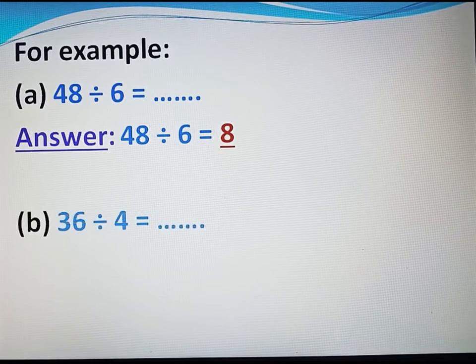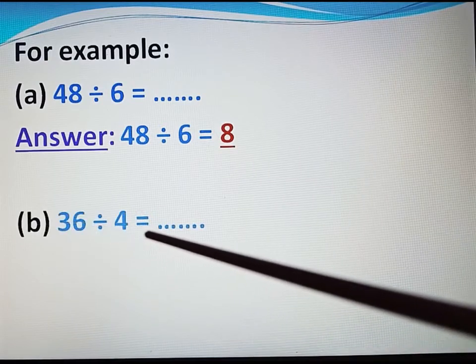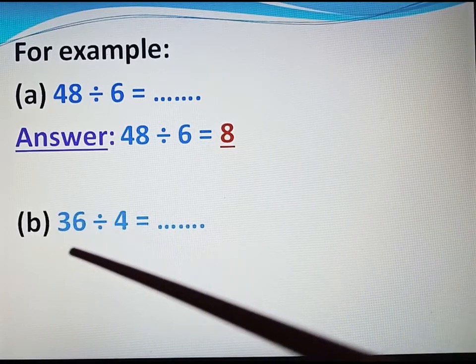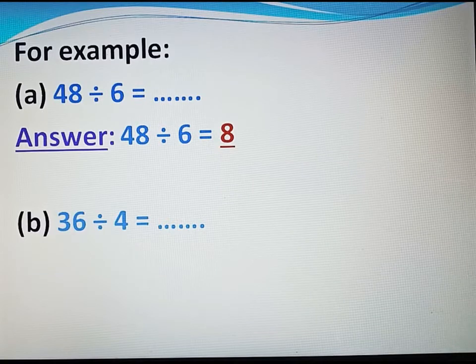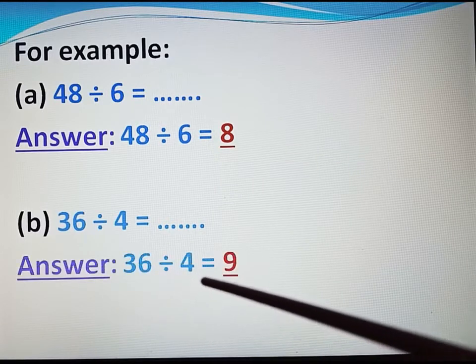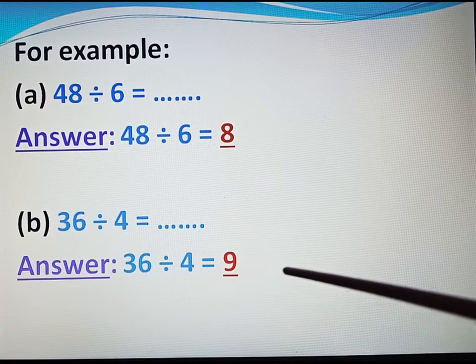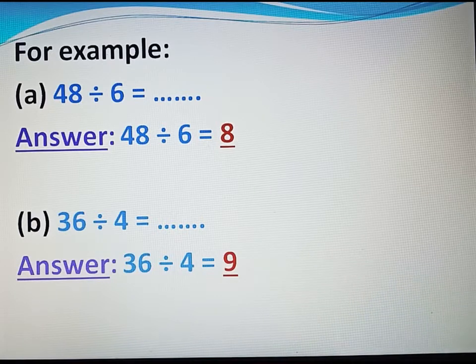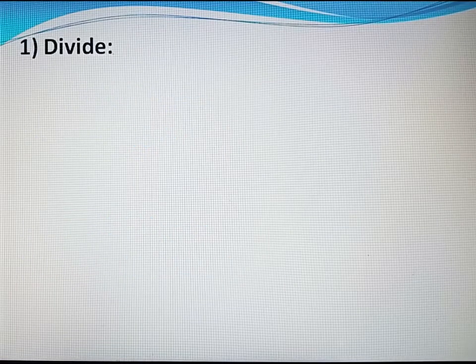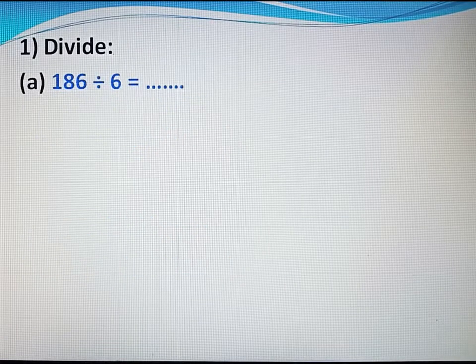B part. 36 divide 4 equal dash. We have to divide 36 by 4. Answer, see, 36 divide 4 equal 9. So 9 is the answer or 9 is the quotient. Now question number 1. Divide A part 186 divide 6 equal dash. We have to divide 186 by 6.